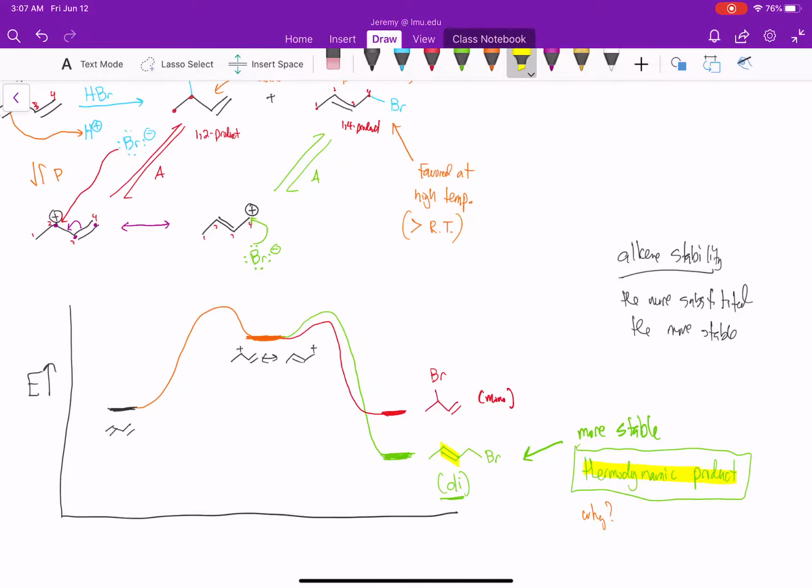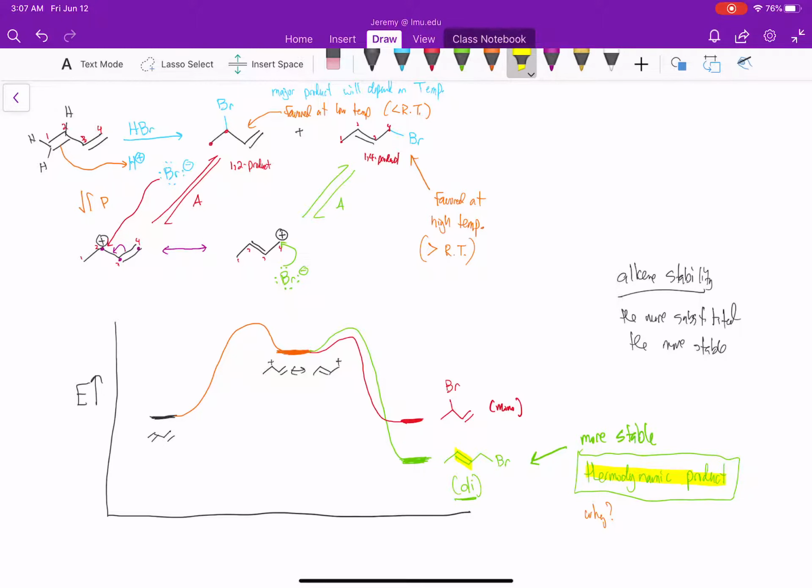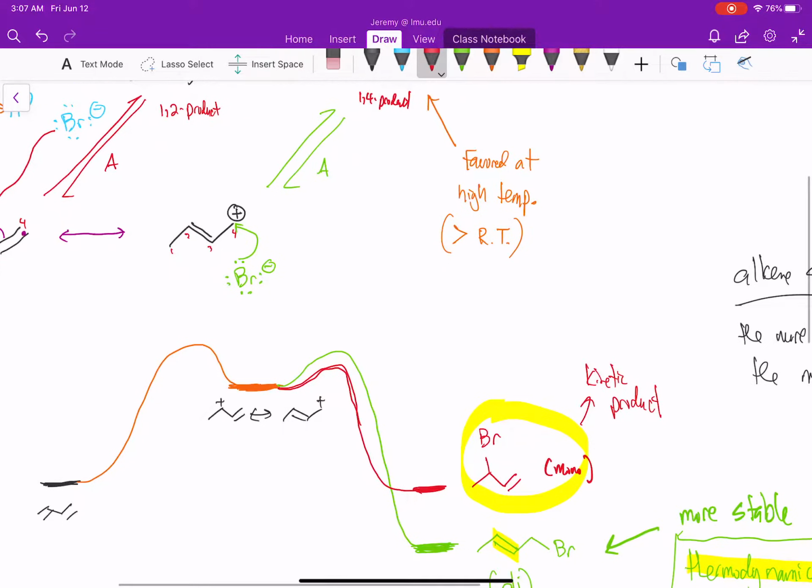What about the other product, the 1,2 product, the product in red? How can we form this product? This product here in red is called the kinetic product. It's the kinetic product because the transition state is more stable. If I zoom in here, this has a lower activation energy, or lower EA.